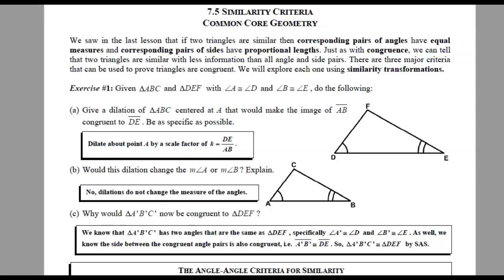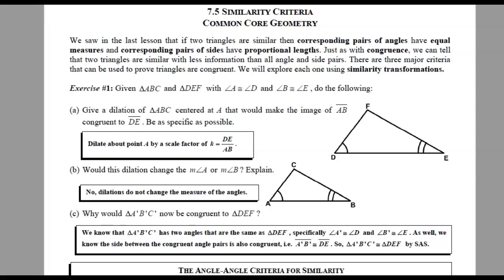All right, so let's look at some ways that we can prove figures similar using the criteria that we've established in previous lessons. So we know that figures are similar when corresponding angles are equal and when corresponding pairs of sides have proportional lengths. In other words, the scale factor is the same for all pairs of corresponding sides. So we can tell if two triangles are similar without having to know all three angle pairs and all three side pairs. We can do it with some shortcuts. So using similarity transformations, we'll take a look at each version.